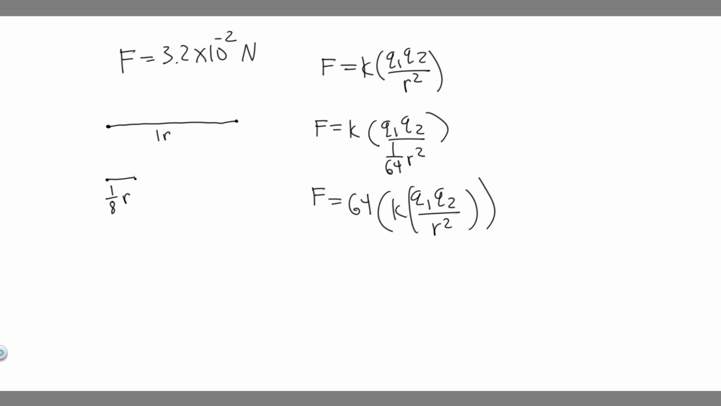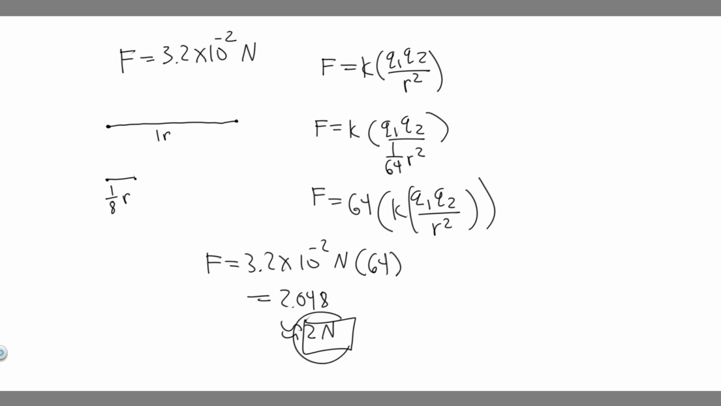So all we have to do is just multiply whatever force they gave us, which was 3.2 times 10 to the minus 2 newtons, by 64, because it's 64 times greater. So just plug it in, 3.2 times 10 to the minus 2 times 64. And when you do this, you'll get 2.048. So you can just round to 2. So it's going to be equal to about 2 newtons, because we measure force in newtons. So 2 newtons. But yeah, so that's going to be the answer to this problem.